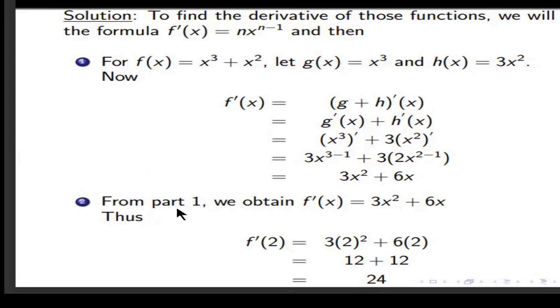For the second part, from part 1 we found that f prime at x is equal to 3x squared plus 6x. Thus, f prime at 2, in particular for x equal to 2, is 3 times 2 squared plus 6 times 2, which is equal to 12 plus 12, which equals 24.